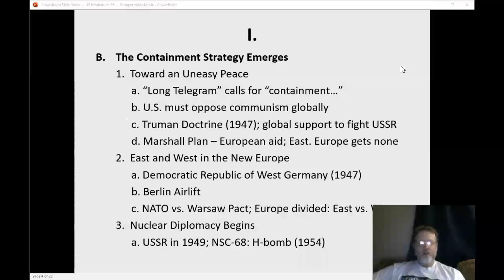In response, the National Security Council, and don't confuse this with the UN, this is the United States National Security Council, issues a report, I should say, NSC 68. They encourage the development of a new bomb, and guess what? In 1954, we have a new bomb. We start calling it the H bomb, the hydrogen bomb.